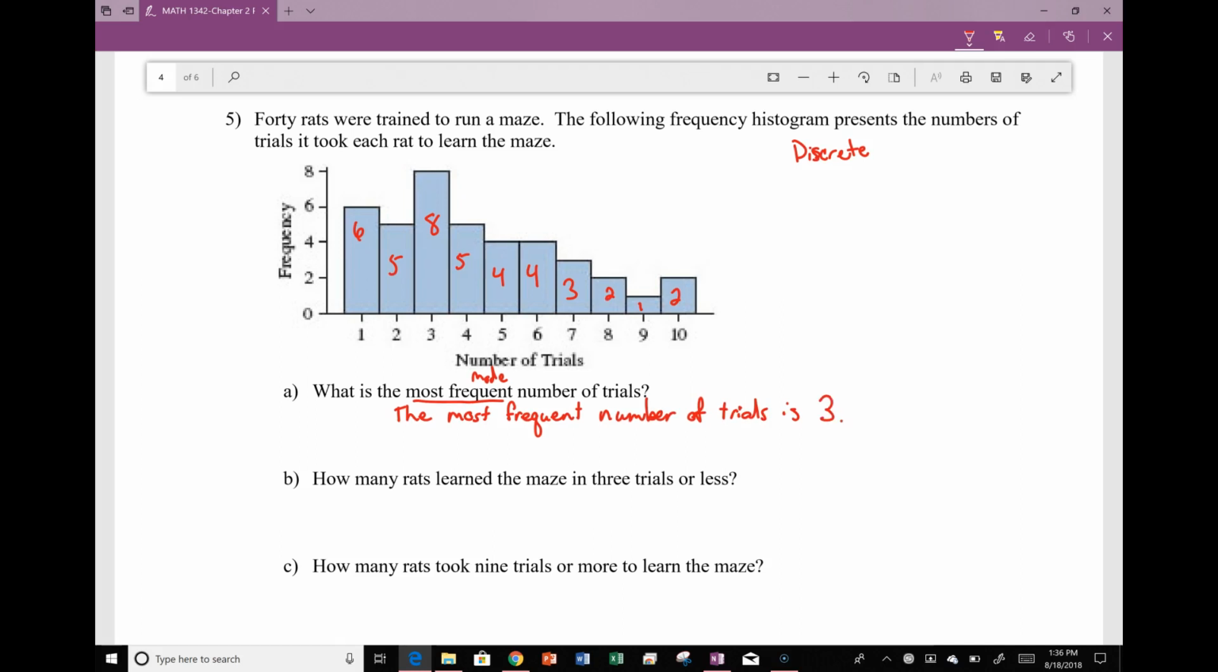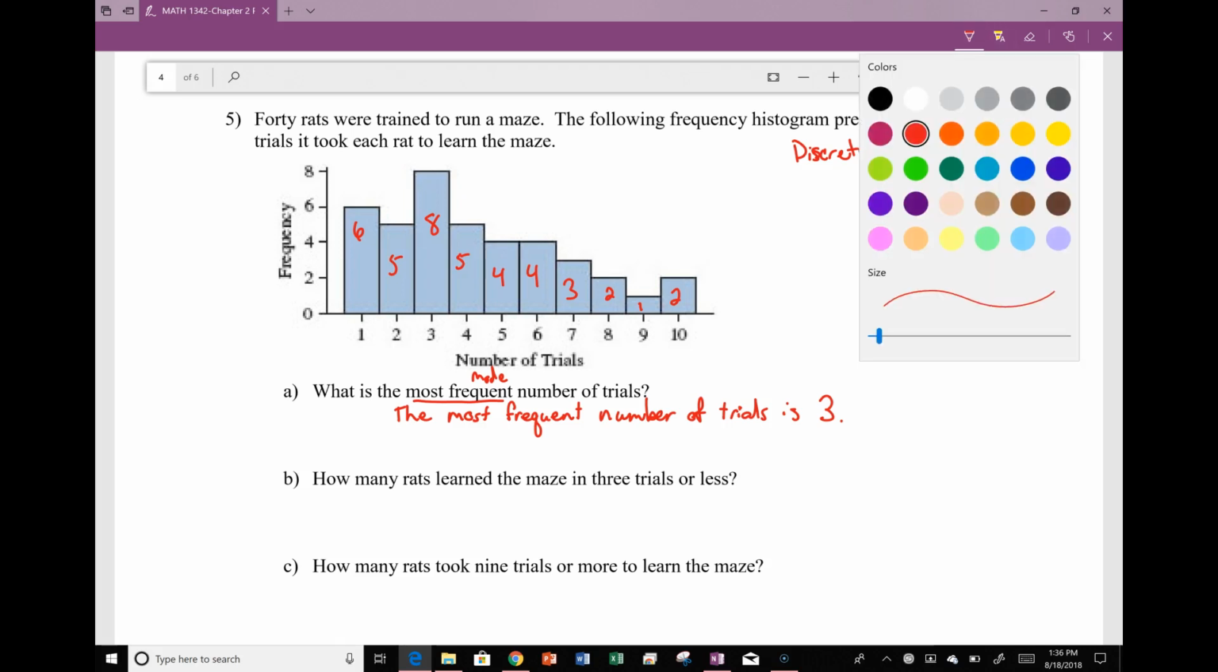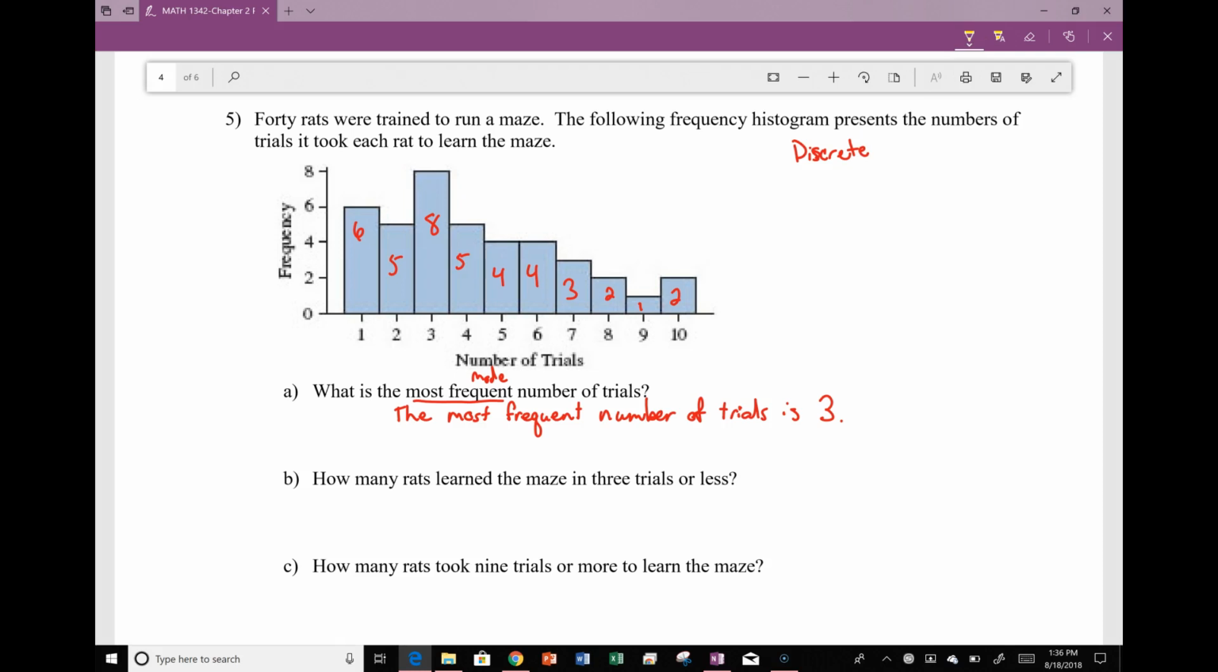How many rats learn the maze in 3 trials or less? 3 trials or less signifies that we're going to take 3 trials, 2 trials, and 1 trial. So we're actually going to add up all of these. 6 plus 5 plus 8 will give me 19 rats learn the maze in 3 trials or less.